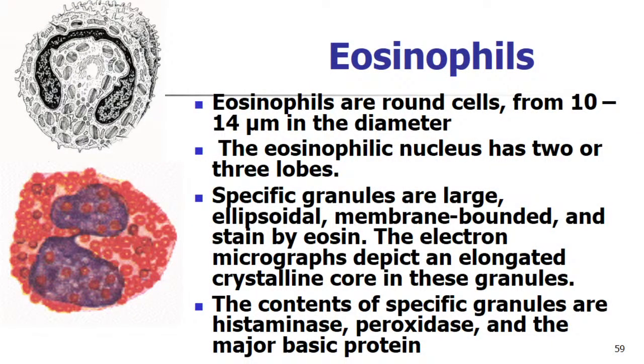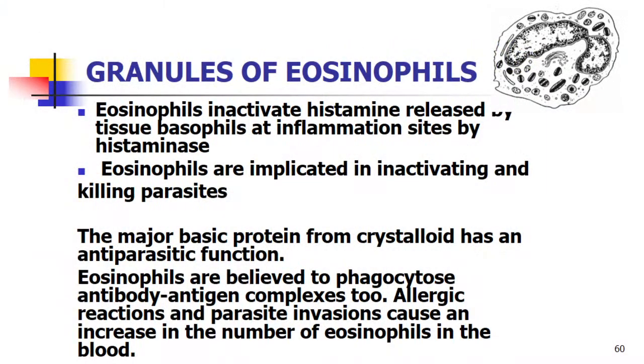Eosinophils are round-shaped cells around 10 to 14 micrometers in diameter. The eosinophil nucleus has 2 or 3 lobules. Electron micrographs show a special elongated crystalline core in these granules. They contain special enzymes: histaminase, which destroys histamine, peroxidase, and major basic protein with the amino acid arginine. Eosinophils inactivate histamine released by tissue basophils at inflammation sites by histaminase.